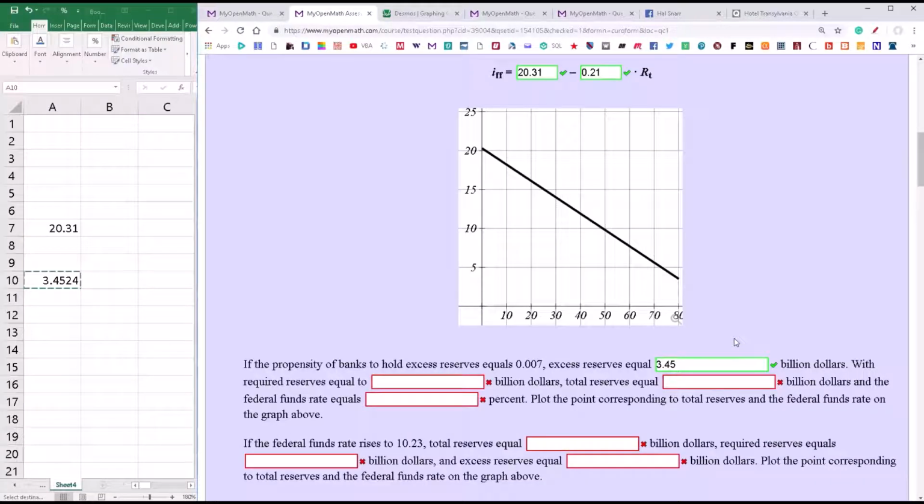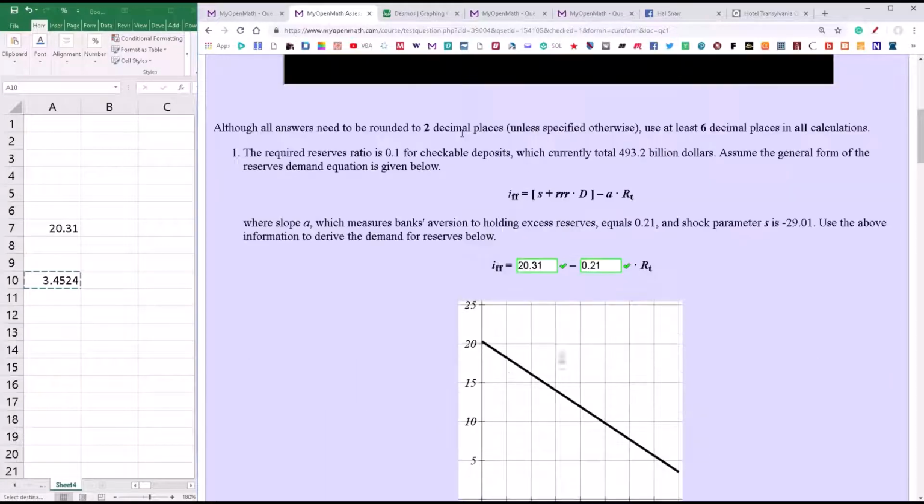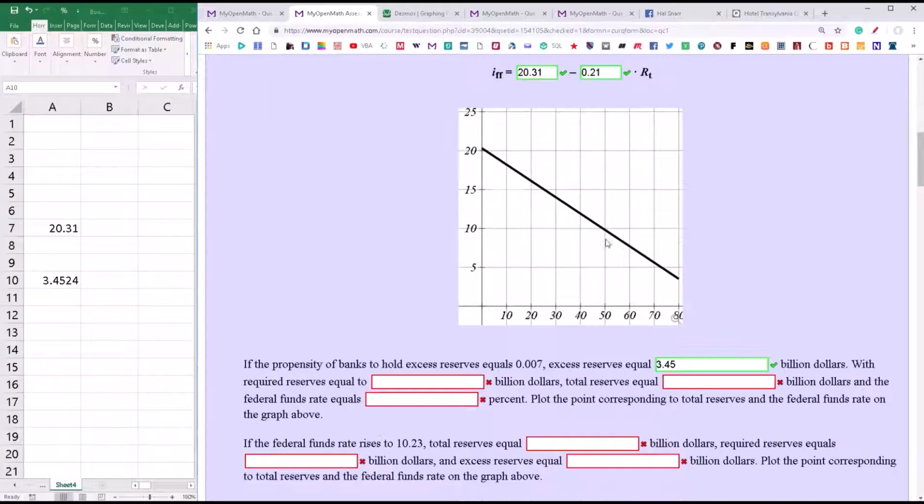Okay. And then we already talked about required reserves, right? Required reserves are just 10% of checkable deposits. So we'll just make that 10% of checkable deposits, by multiplying deposit amounts by 10%. And then total reserves equals what? So this right here is excess reserves. Required reserves is 49.32, and total reserves is the sum of the two, right? So 52.77.